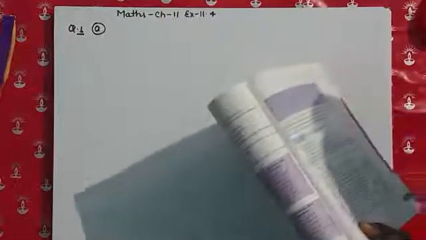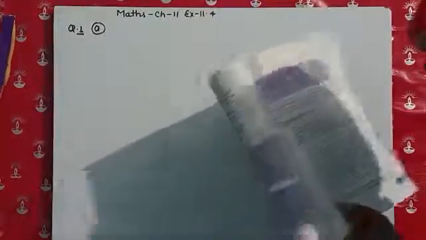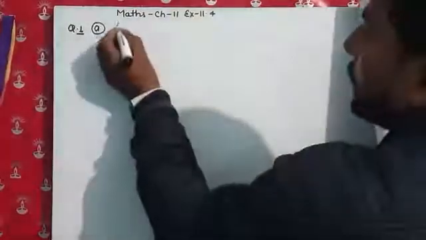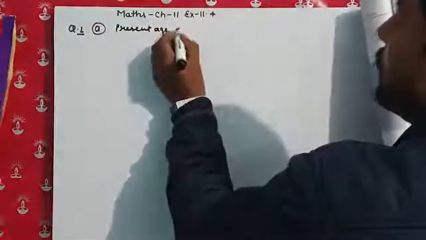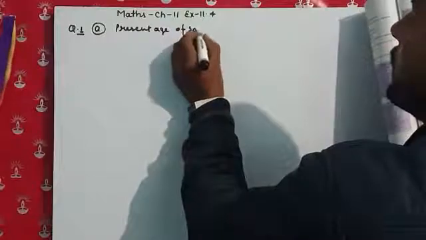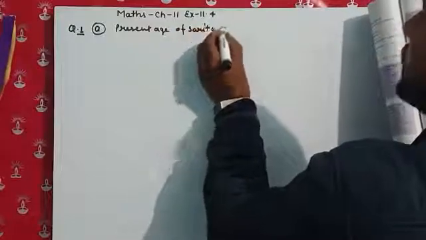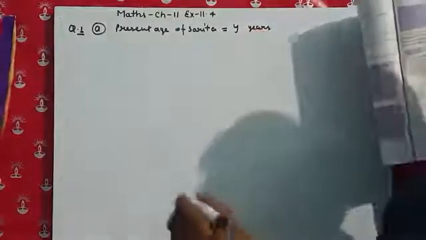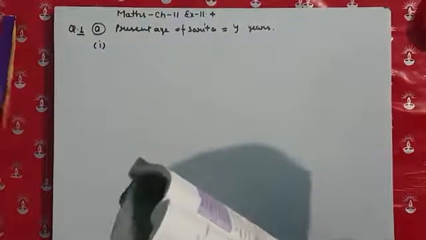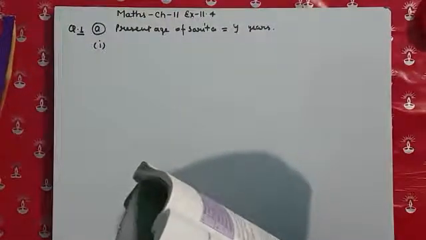Take Sarita's present age to be y years. So the present age of Sarita is given as y years. Now we have to give the answer of the first part. The question is asking what will be her age 5 years from now.